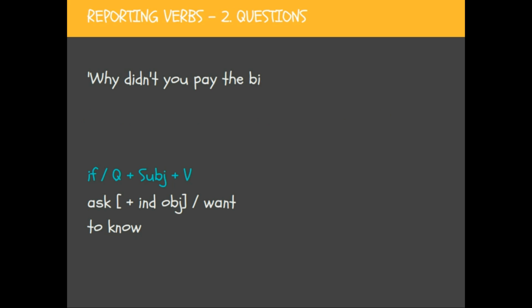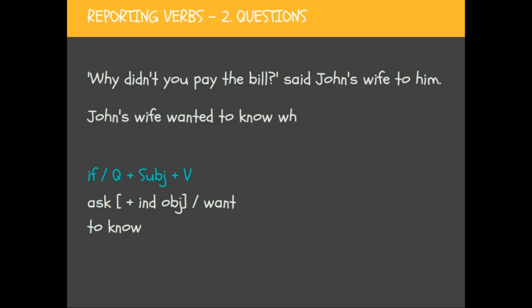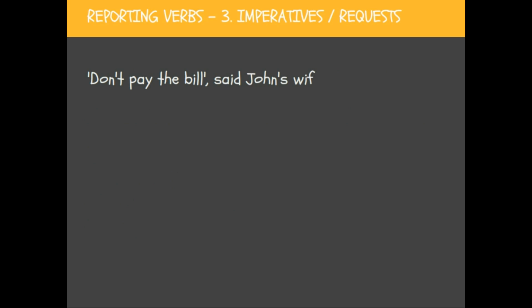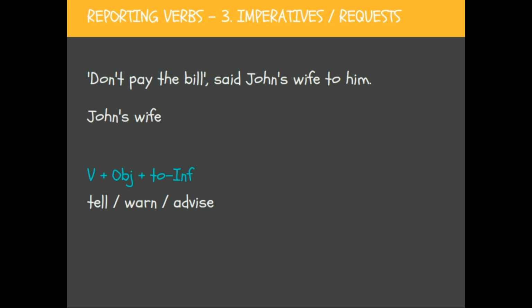Why didn't you pay the bill? Said John's wife to him. John's wife wanted to know why he hadn't paid the bill. Imperatives, requests, and suggestions. Don't pay the bill, said John's wife to him. To report an imperative, I use a verb like warn, tell, or advise, followed by an object and an infinitive with to. John's wife told him not to pay the bill.